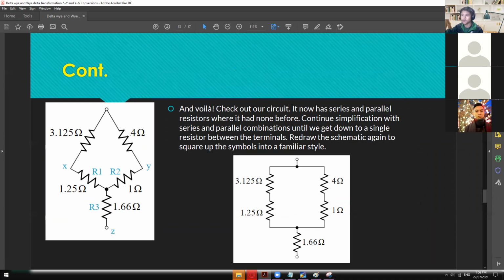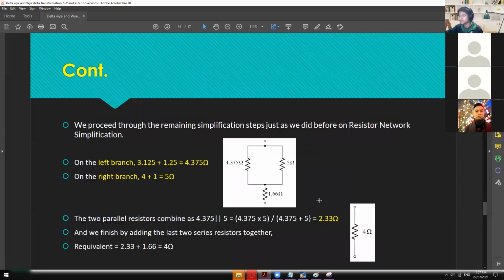This 4 ohms plus 1 ohm, and then it's 3.125 plus this 1.25 right here. So you can even make this one into something like this, just to say that they are now in series and then in series. After combining those two, you will have these values: 4.375 and then 5 right here.